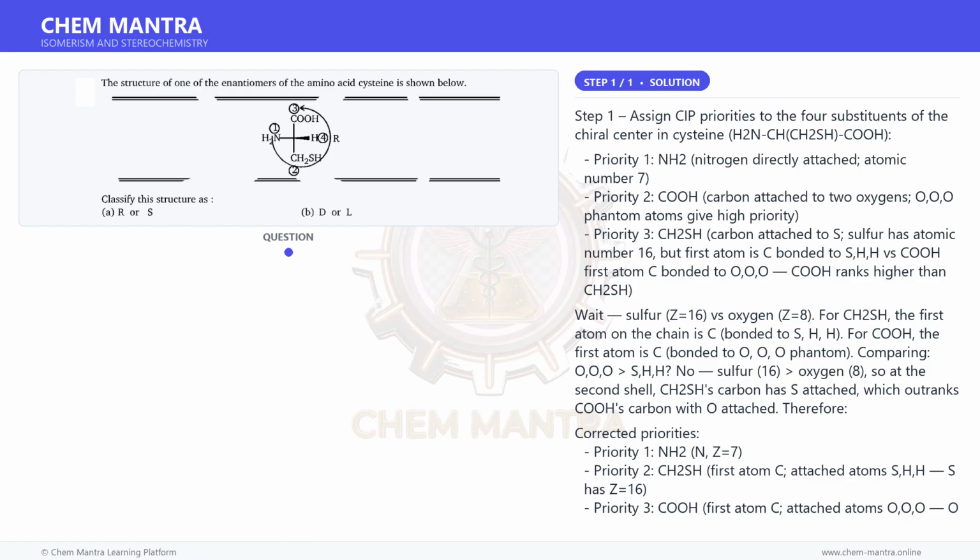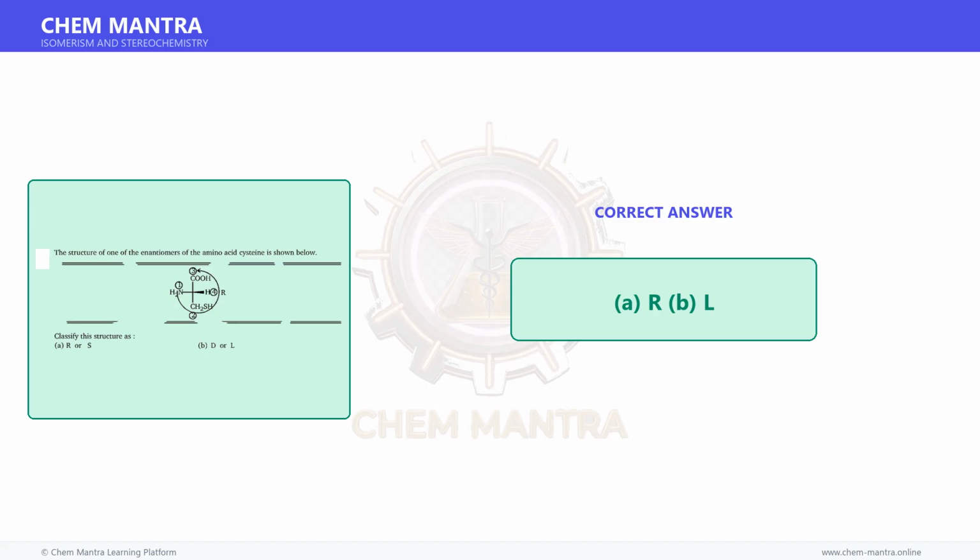Note, although cysteine is R in the CIP system, unlike most L amino acids which are S, it is still classified as L in the DL system because the priority order of substituents in cysteine is unusual, due to the sulfur-containing side chain elevating CH2 above COOH in CIP ranking, while the DL system does not use CIP rules. Therefore, the correct answer is A, R, B, L. The correct answer is shown on screen.